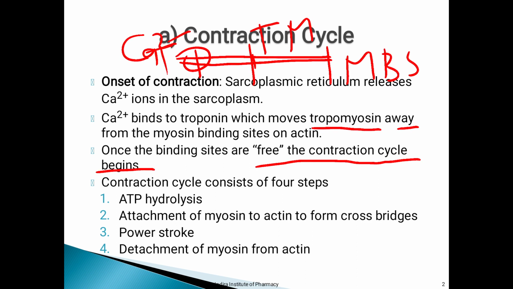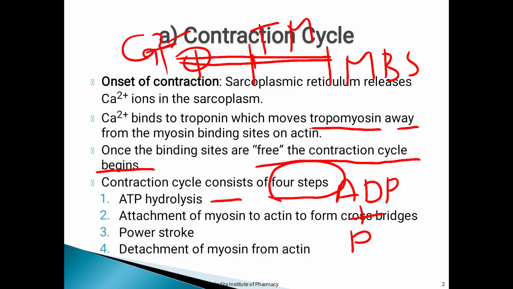So we will now see the various steps in the contraction cycle. It consists of 4 steps. The first step is ATP hydrolysis. Now, hydrolysis means what? Breakdown of ATP. So ATP is broken down into ADP plus phosphate.